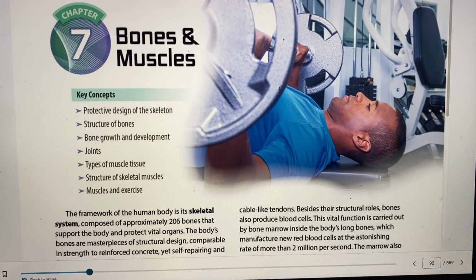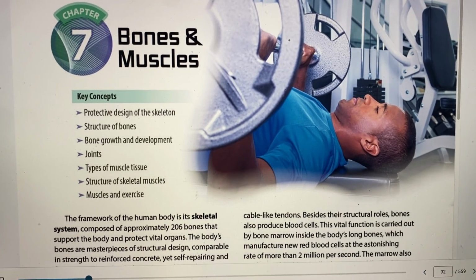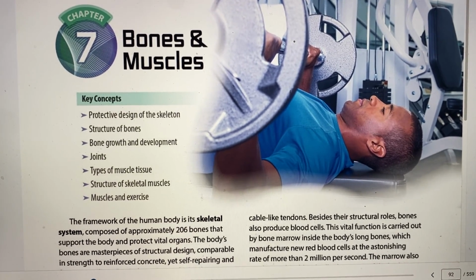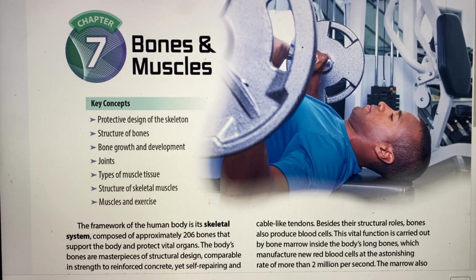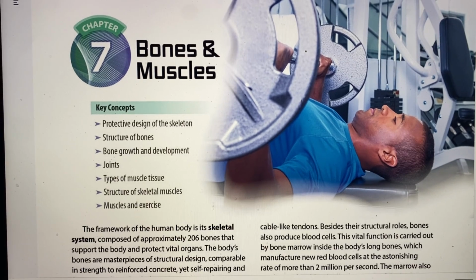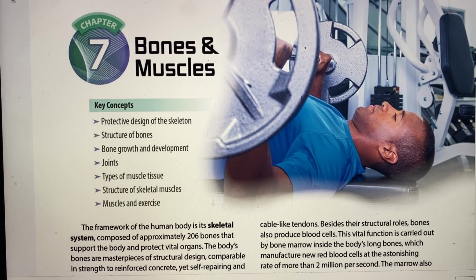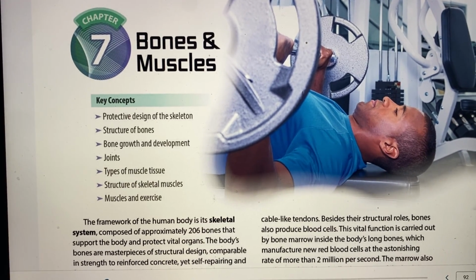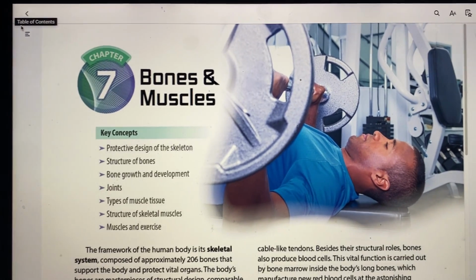So we're on chapter 7, bones and muscles. The key concepts we're going to be talking about are the design of the skeleton and the structure of bones, bone growth and development, and joints. Then in the next video we'll talk about muscle tissue and skeletal muscles and how muscles need to be exercised. So let us begin on chapter 7.